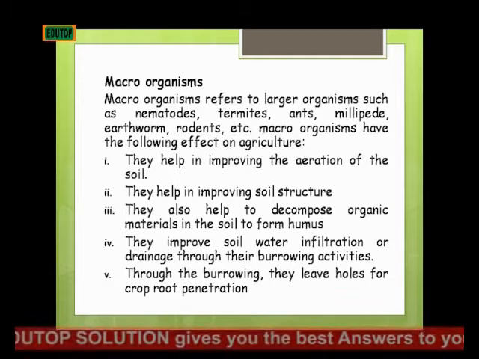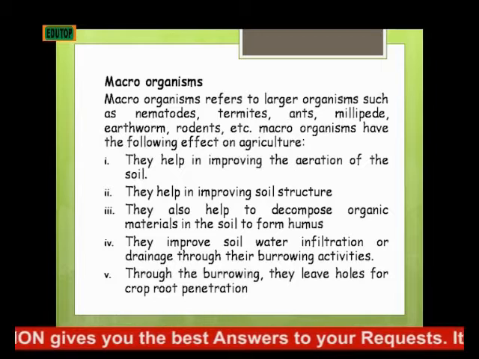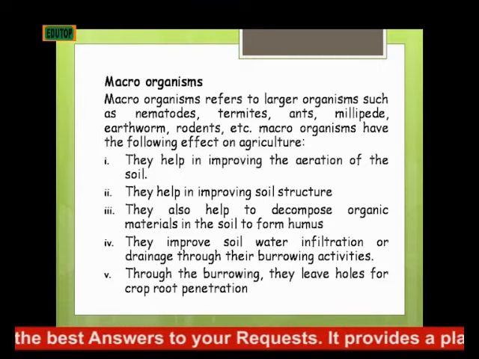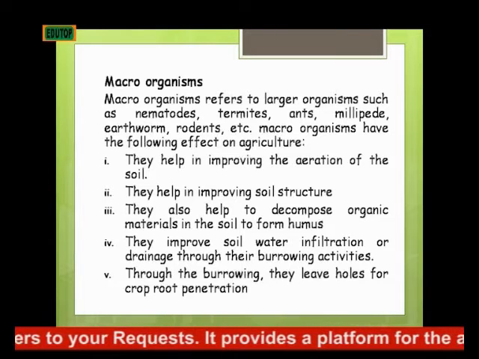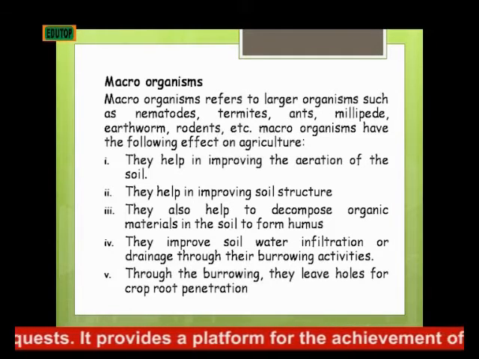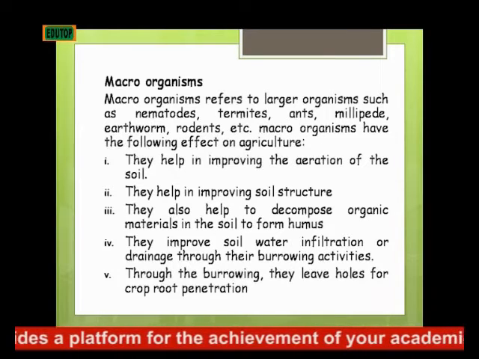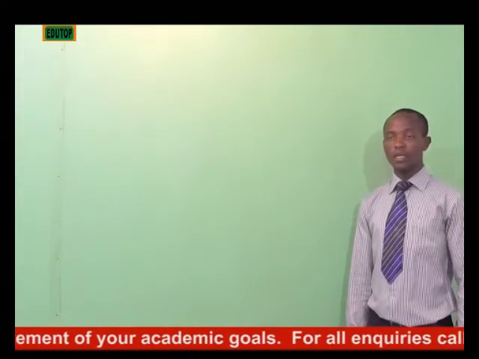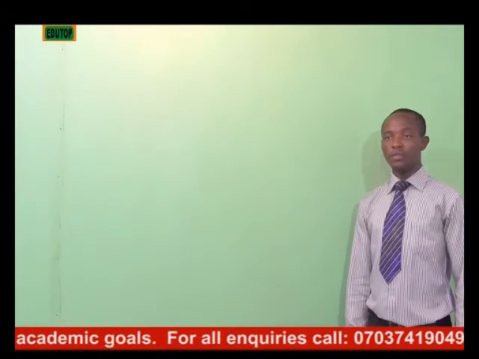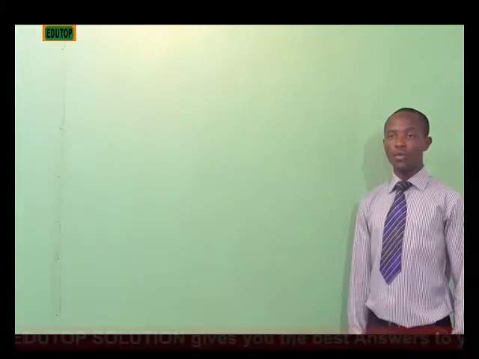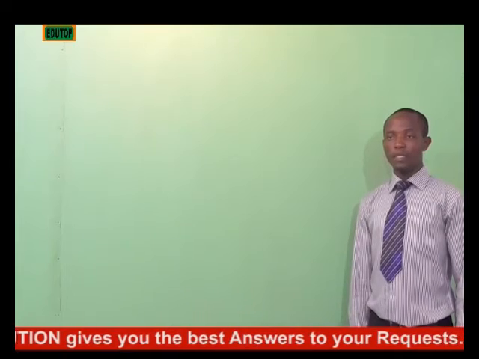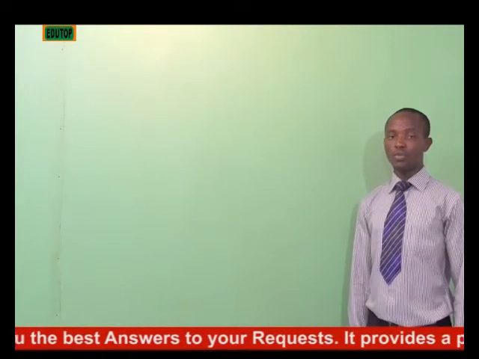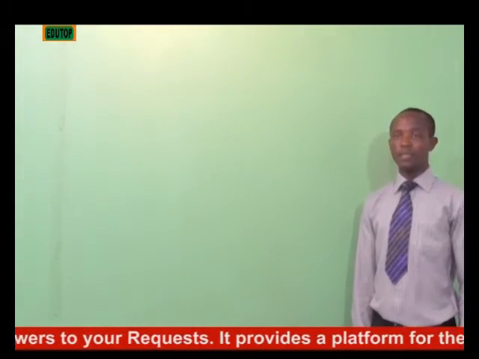They help in improving the aeration of the soil through their burrowing activity. The burrowing activity tends to increase the pore space in the soil. They help in improving soil structure. They also help to decompose organic matter in the soil to form humus. And they help in improving the soil water infiltration or drainage through their burrowing activities. That is, once the pore space is increased, there will be infiltration or draining, that is easy movement of water within the soil. Then the last one is that through the burrowing activities, they leave holes for crop root penetration. That is, the crop root will find pore space through which they can easily penetrate.